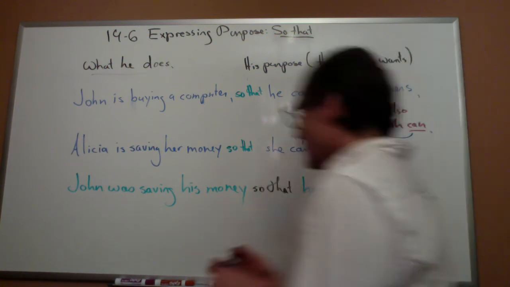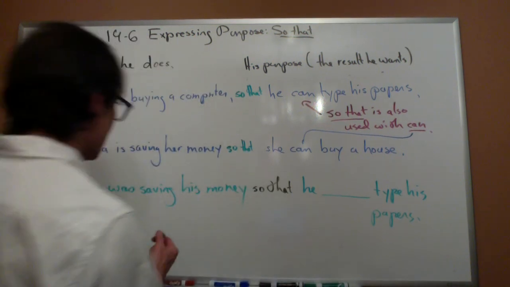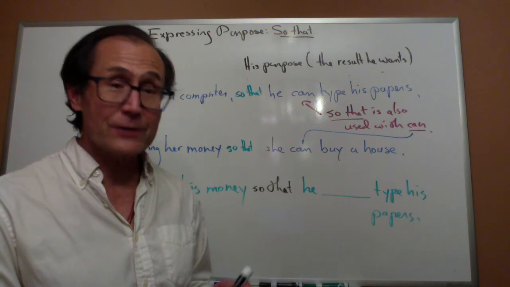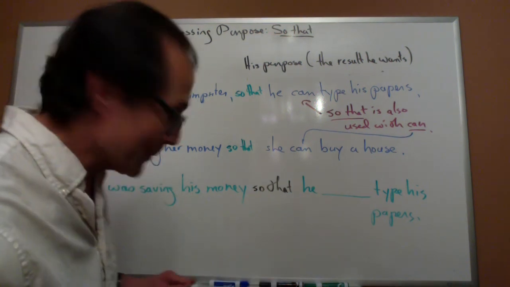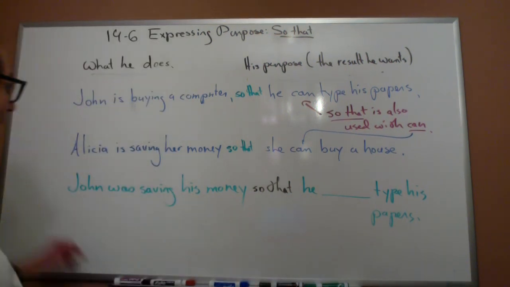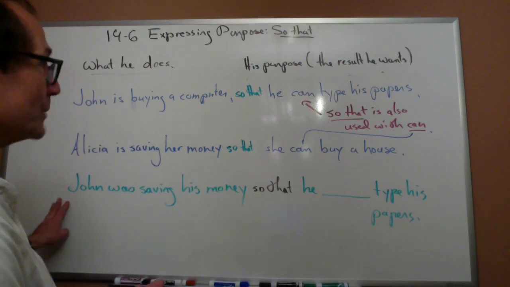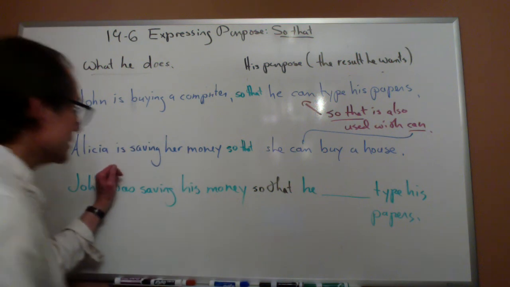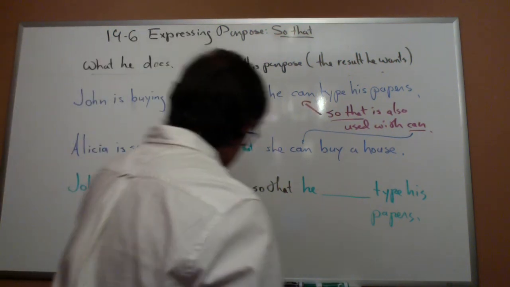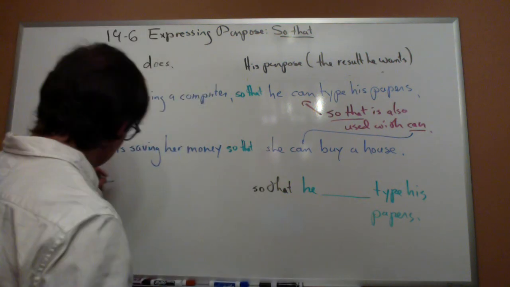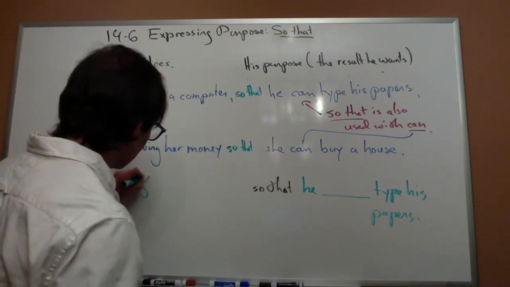Oh, wow. Whoa. You can tell it's getting late at night because I just got very confused, didn't I? Okay, so not John was saving his money. Alicia was saving her money so she could buy a house. John, let's make this past. John bought a computer. Oh my, I'm glad I'm almost finished here.